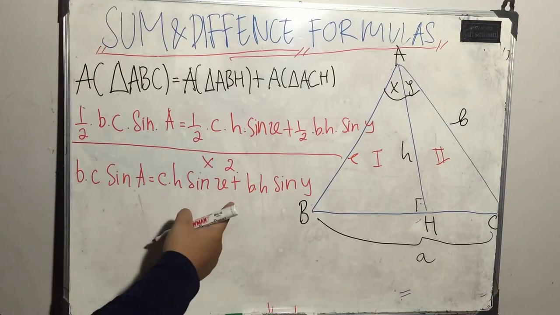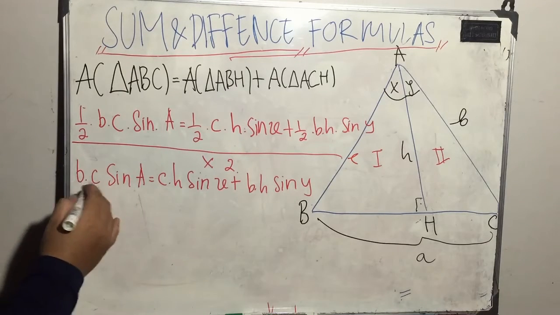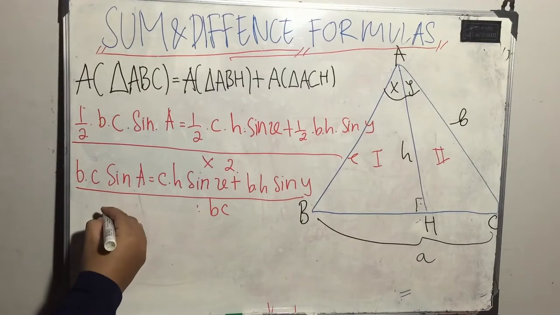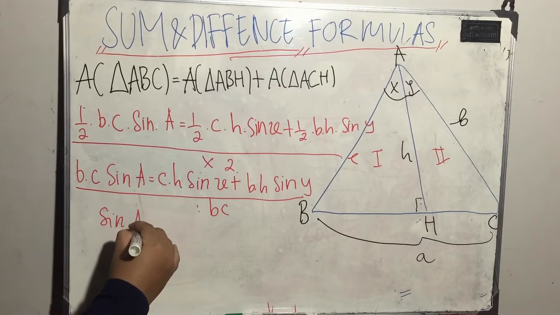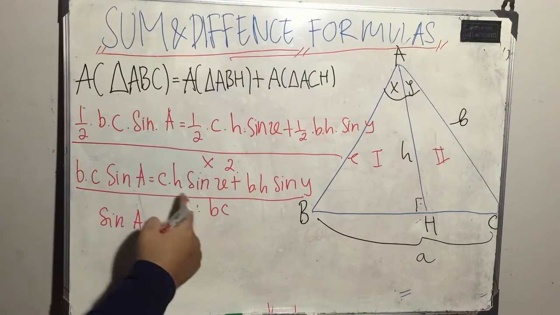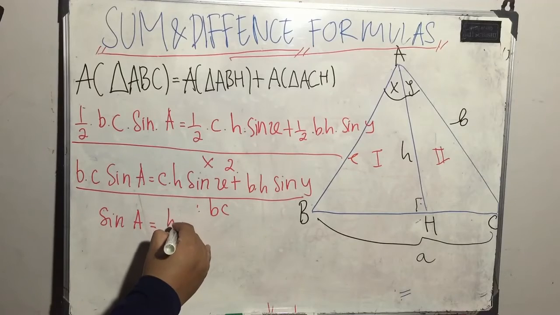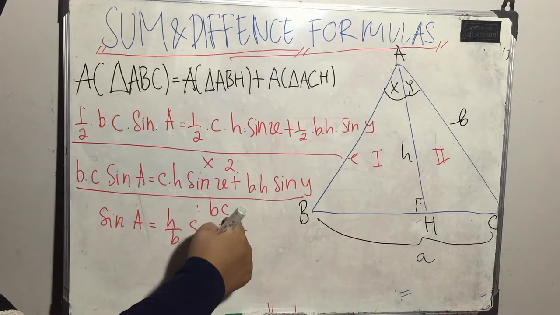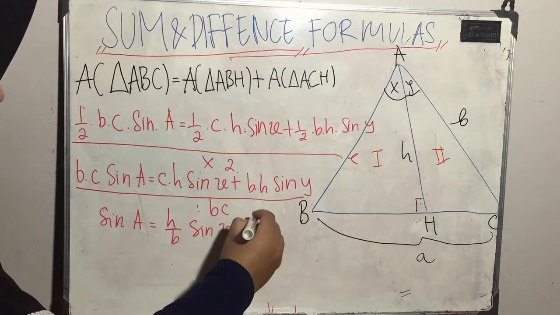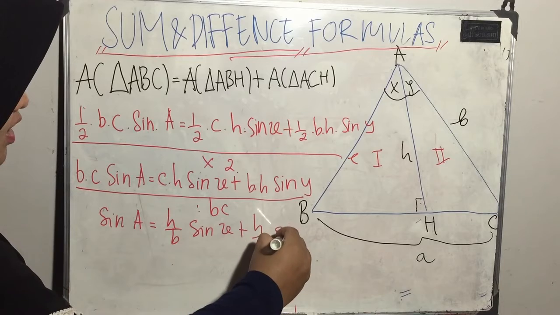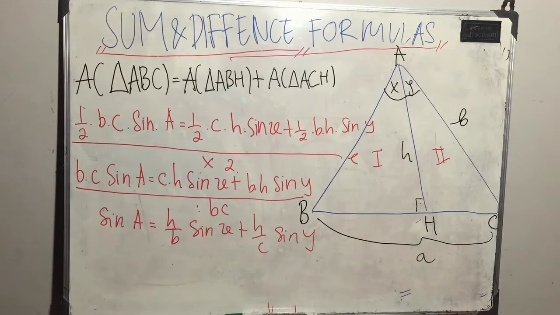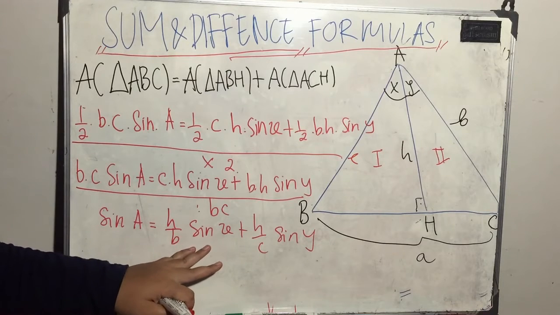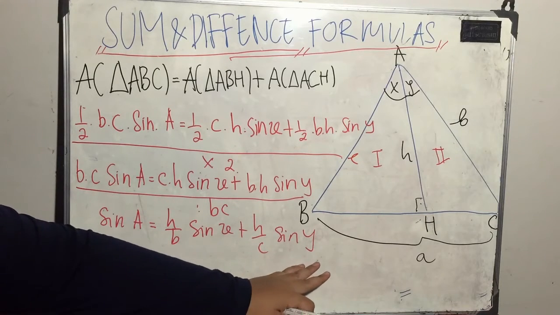So on each side we can divide by BC. Divided by BC, this one is left, sinus A equals, we can cancel C and C, it's left H over B sinus X plus, B and B we can cancel, so H over C sinus Y, everyone. So we get sinus A equals H over B sinus X plus H over C sinus Y.